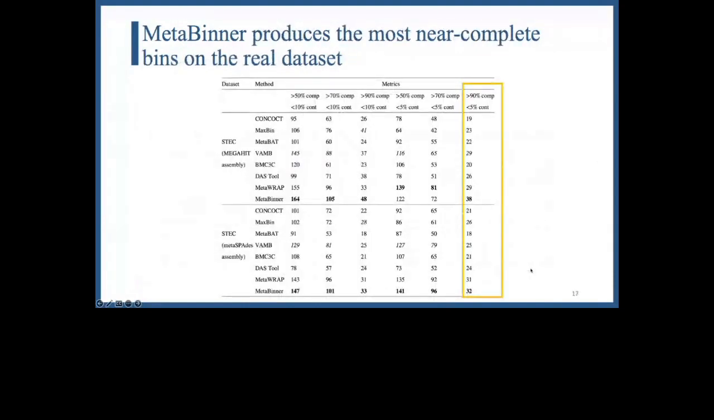This table shows the performance of different methods on the real dataset. MetaBinner and MetaRep achieve the best overall performance. Among the individual binners, ISMB achieves the best performance. As shown in the table, MetaBinner can recall the most near complete genomes.